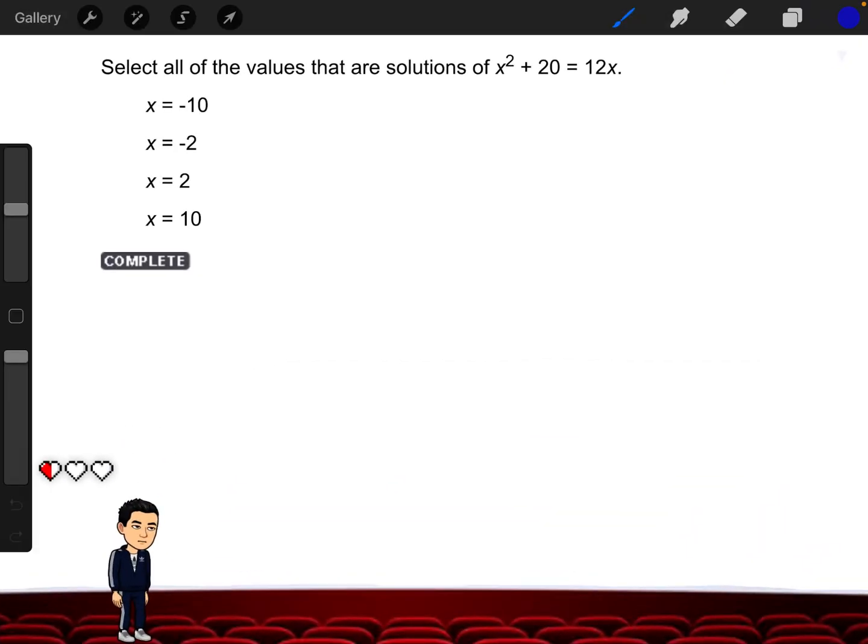All right, so for this one, you want to go ahead and set one side equal to 0. So I'm going to subtract 12x on both sides. So this is going to be canceled, so it's going to equal 0 on the other side. So I'm going to rewrite the left side into standard form. So we're going to have x squared minus 12x plus 20. Okay, go ahead and factor that.